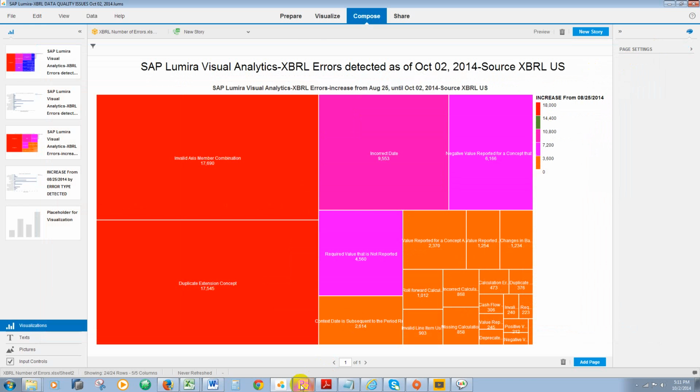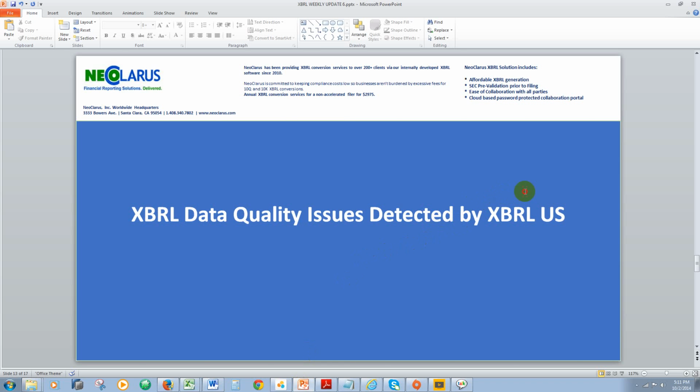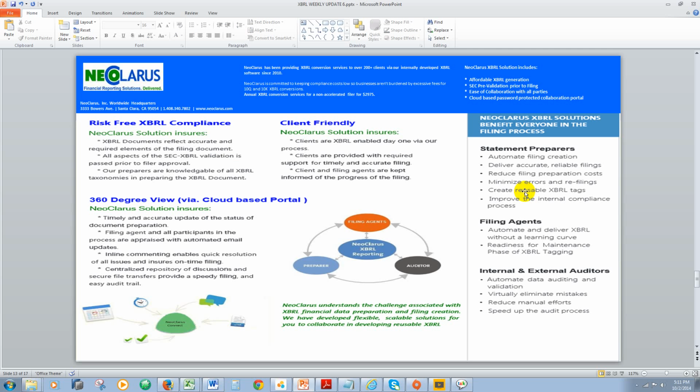So let us move over and let us talk about NeoClarus a little bit. So NeoClarus has been providing XBRL conversion services to over 200 clients through our internally developed XBRL cloud-based solution, and our charges are very reasonable. Say for example, the annual XBRL conversion services for a non-accelerated filer is just $2,975, and there are two reasons for this.